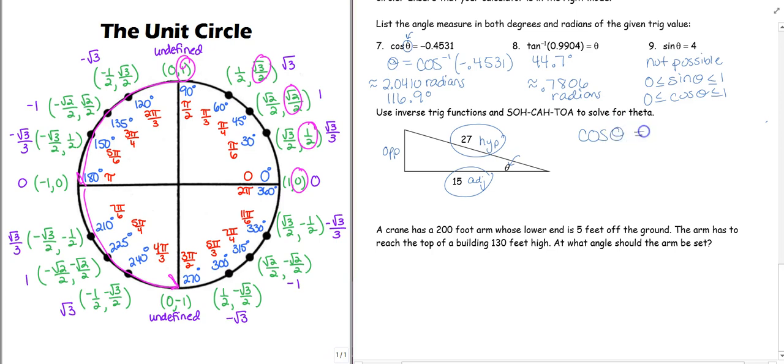So we're given the adjacent and the hypotenuse piece, which means we're going to be using cosine of theta. Cosine of theta is adjacent over hypotenuse. In this case, the adjacent side is 15. The hypotenuse is 27. So our angle is the inverse cosine of that ratio.